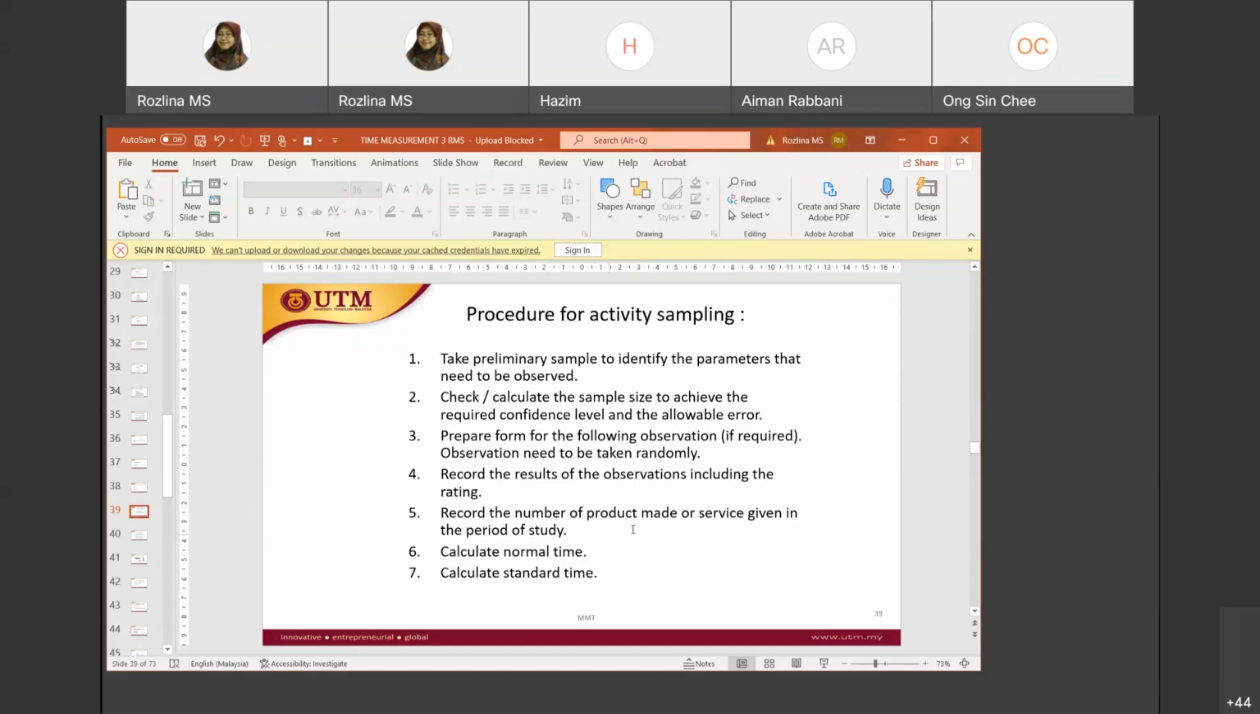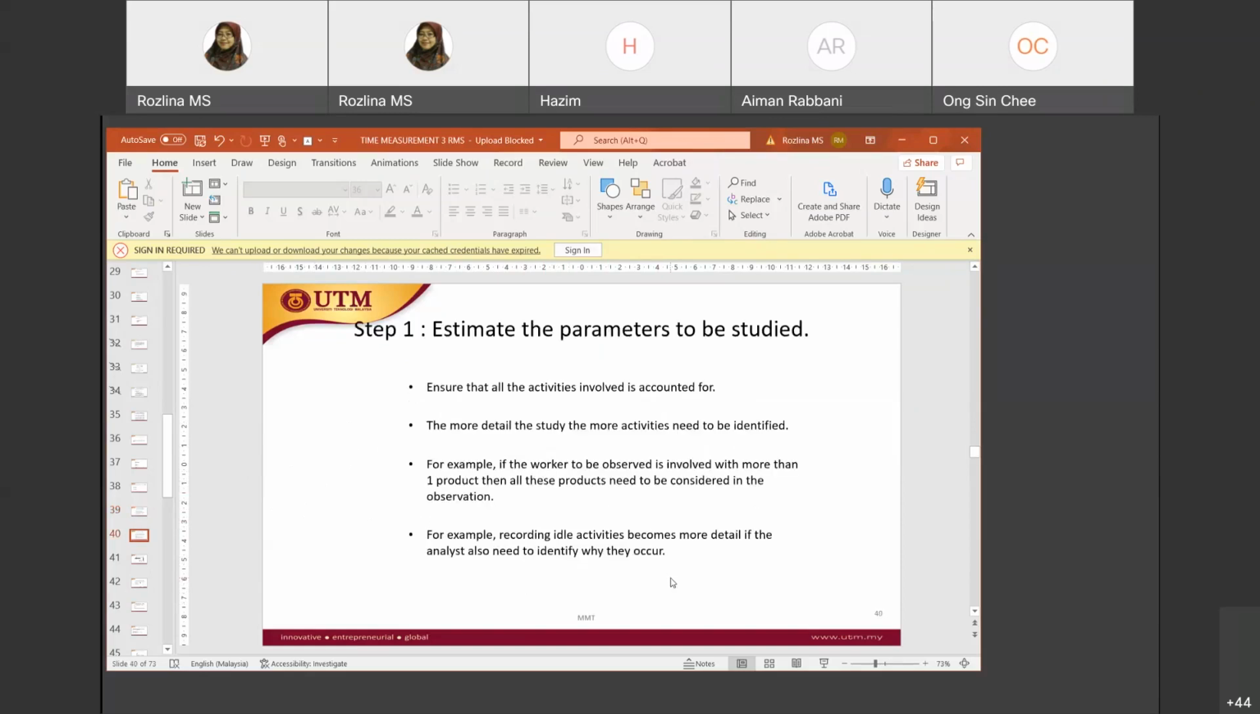Okay, then record the number of products made or service given in the period of study. Okay, the worker is busy of what? Busy of doing what? If he is busy doing the activities, something real like production, we will see what product, so you have to split further, say product A, product B and so on. Calculate the normal time and calculate the standard time.